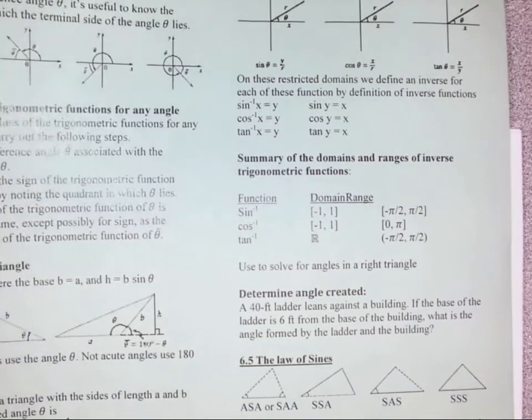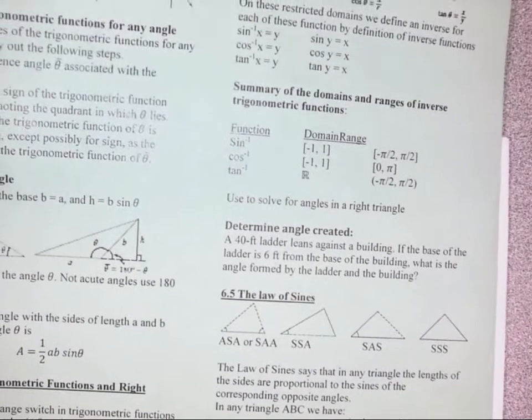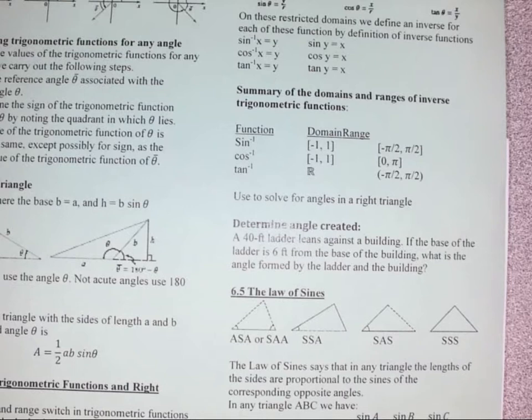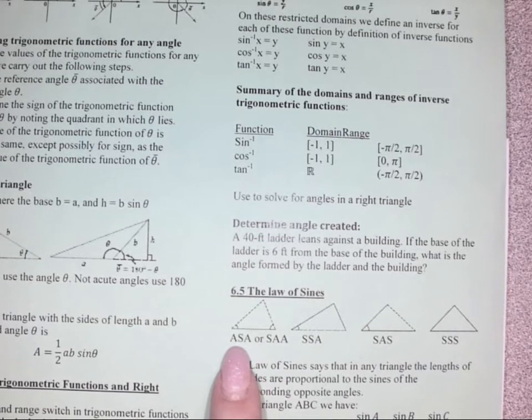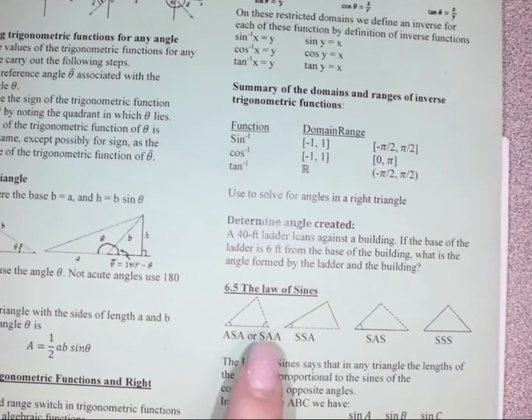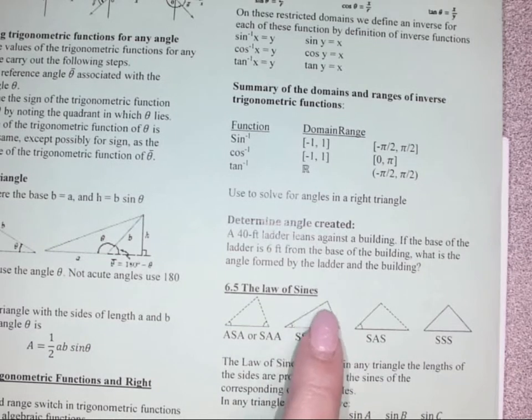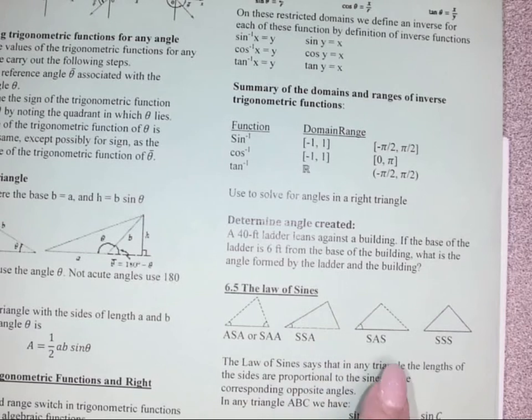So we're going to talk about the law of sines. There's a couple of ways that you can use them. There's different types of triangles that you're trying to solve. You can have angle, side, angle, or side, angle, angle, where you have two angles in one side. Here you have two sides and an angle, so you've got the two here with the angle. You've got a side, angle, side, or you have all three sides. You can solve any of the triangles like that.